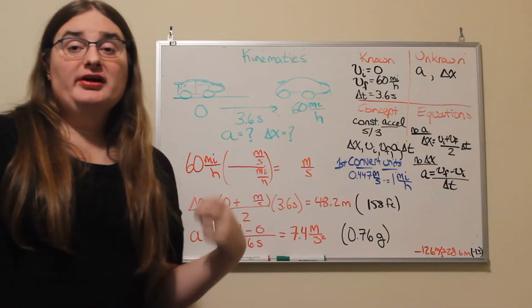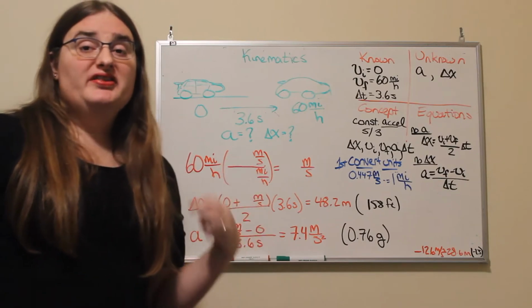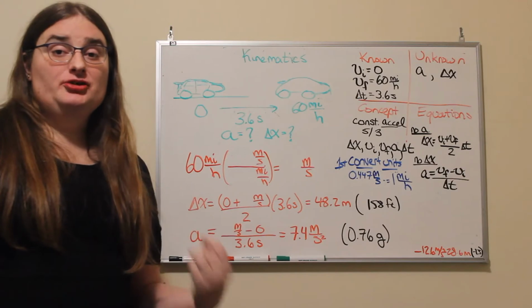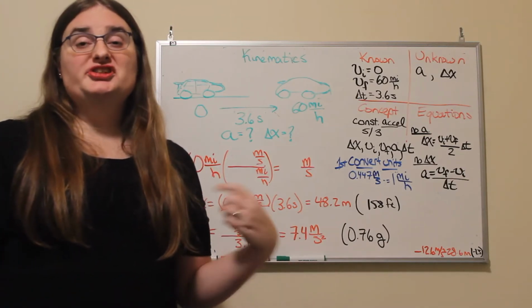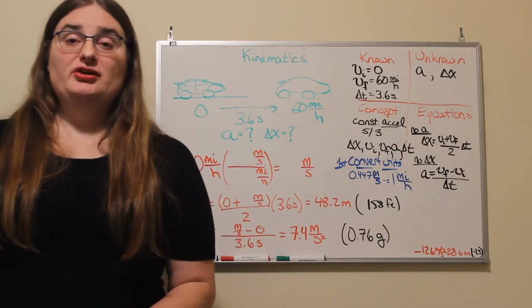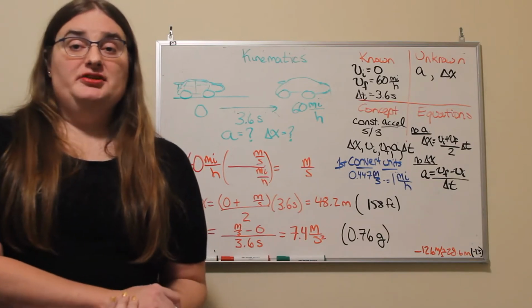Hi, I want to work an example of using the equations of kinematics with some real-world data. So the Porsche Panamera Turbo is said to be able to go from 0 to 60 miles per hour in a time of 3.6 seconds. Well, what else can we learn about that information?